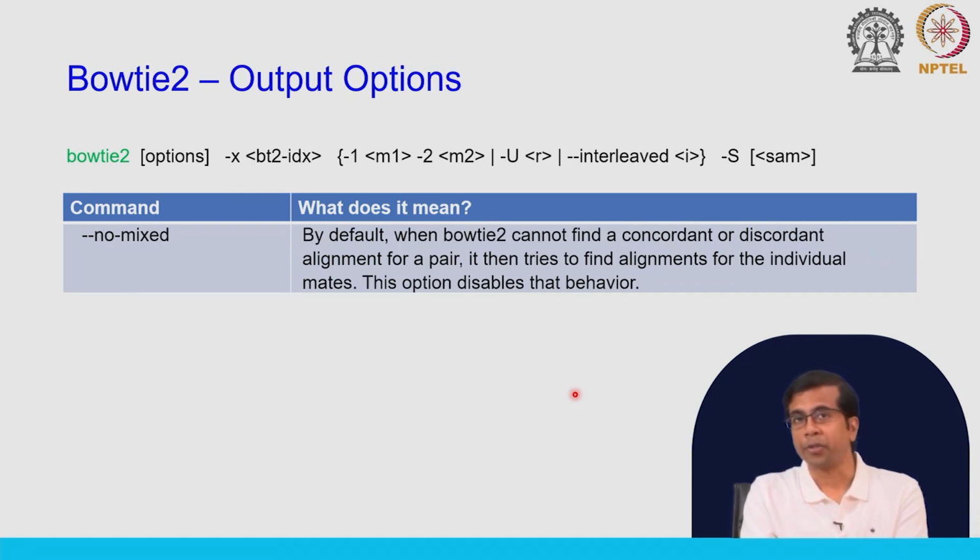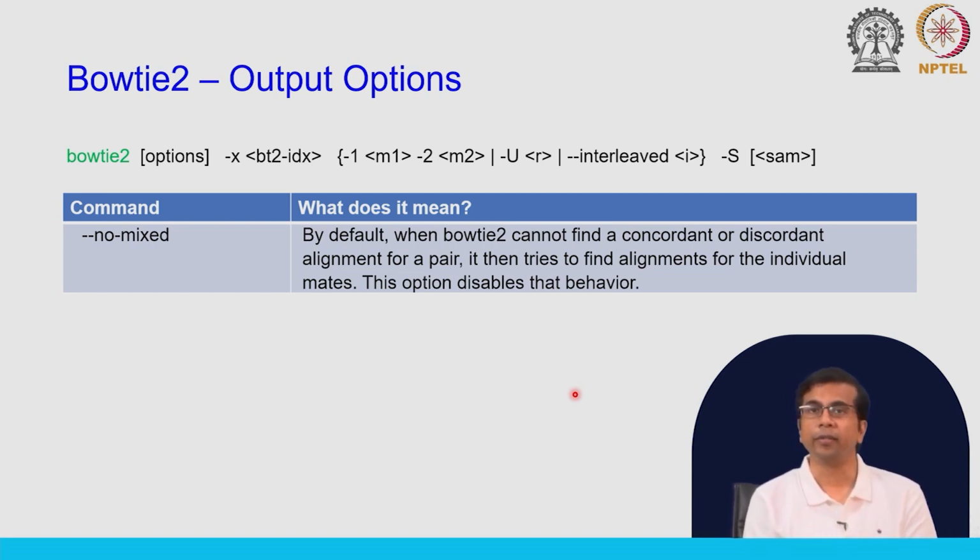Then you have some other options that you can use. One of the things that will happen when you are aligning paired-end data in Bowtie2 is that it will first look for something called concordant mapping. We will discuss in a moment what concordant mapping is. If it cannot find any concordant mapping, it will go for something called discordant mapping. Again, I will explain in a moment. If it cannot find any concordant or discordant mapping, it will try to find mapping for individual reads. So, instead of finding mapping for both read 1 and read 2, it will try to find individual mappings of read 1 and read 2.